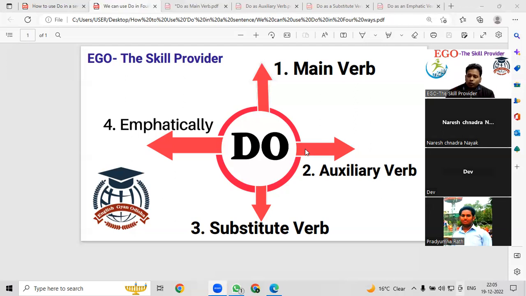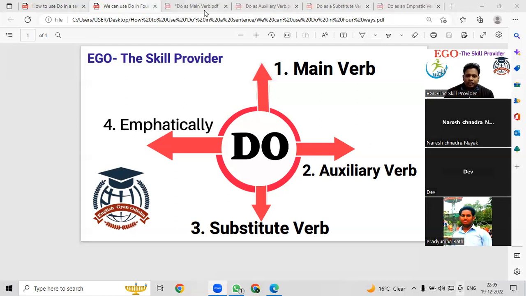Okay, so today we are going to learn these 4 different situations where you can use the do verb. Let's try to discuss everything one by one.